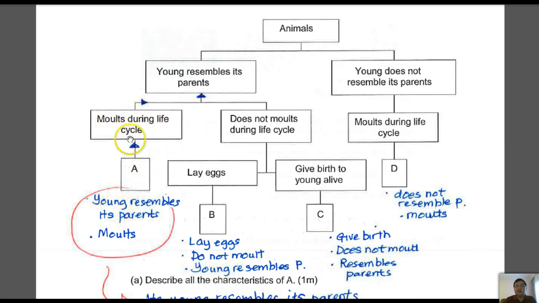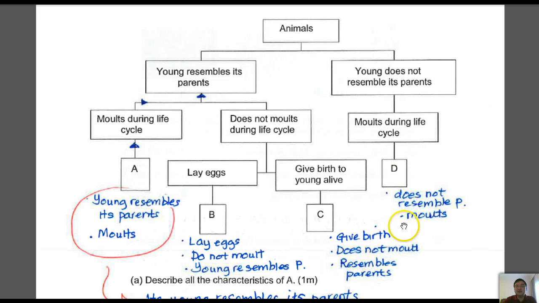Now only A molts during the life cycle, so I place it down here, and I know very clearly that B does not molt, C does not molt. Does not molt during life cycle, so I just put no molting, no molting. Now below here, both of them don't molt, but there's another difference. B lays eggs, and this one gives birth to young. So I wrote this down this way. Now for D, they don't resemble parents, they will molt during their life cycle, and that is it. No other characteristic listed.